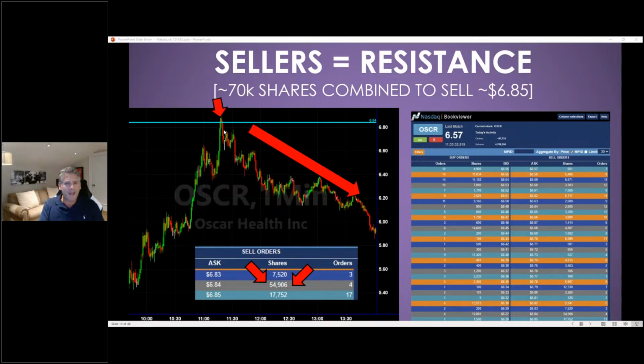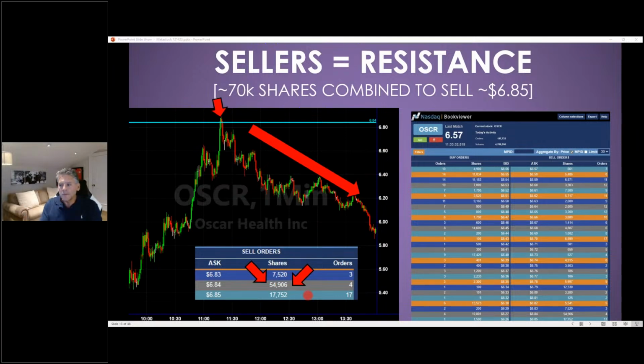How do you prevent that from happening? Well, you need to follow where the orders are. You want to know where everyone else is out on the street. And when you look right here, you'll notice that on the sell side, on the Nasdaq exchange, when you look at all these sell orders and you work your way down, you'll see sellers at every price level. But what you'll notice when you get down to $6.85, you got 54,000, you got 17,000. You have a lot of sellers out there at that price.